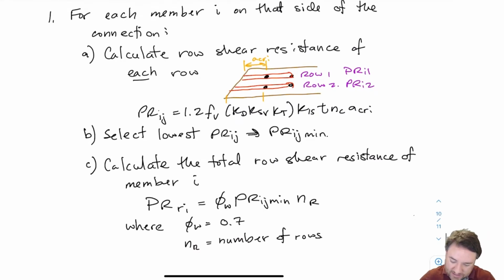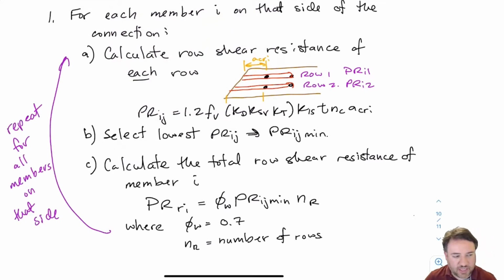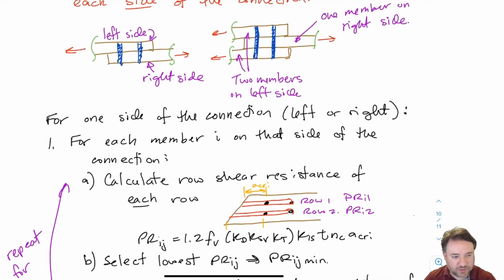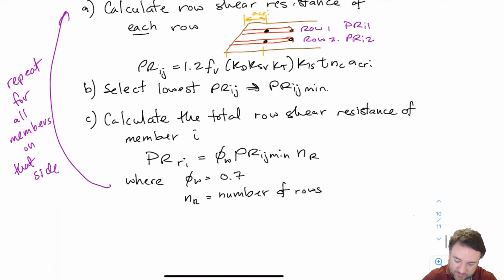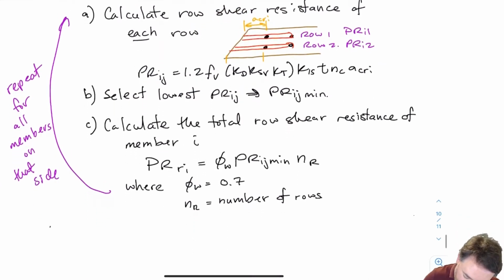Once I do that, I'm going to repeat that for all members on that side. If I have a 2-member connection, there's only going to be 1 member that I do here. If I have a 3-member connection, if I'm on the left side there, I'm going to have 2 members to do this number 1 calculation for. And if I'm on the right side, I only have 1 member to do that calculation for. Once I have the resistance for each member, they could be the same. If I have 2 of the same member, then PRI is going to be the same for member 1 as it is for member 2.